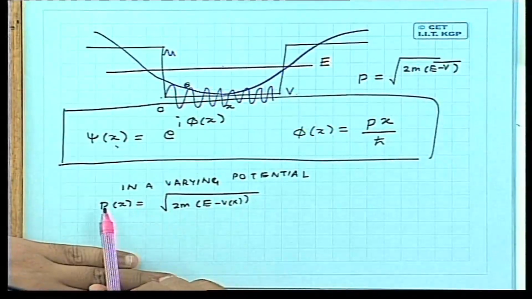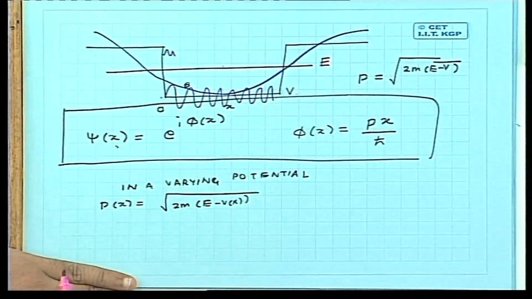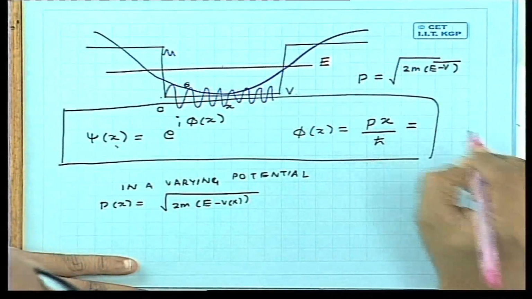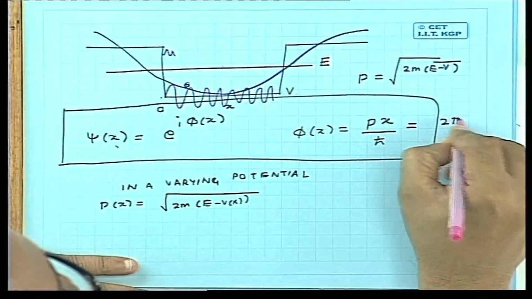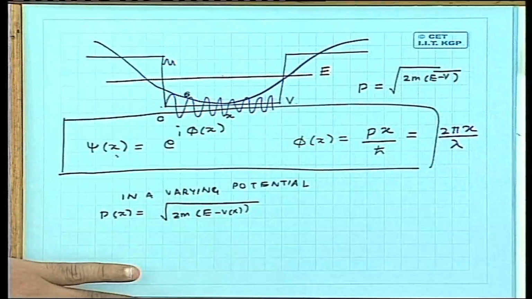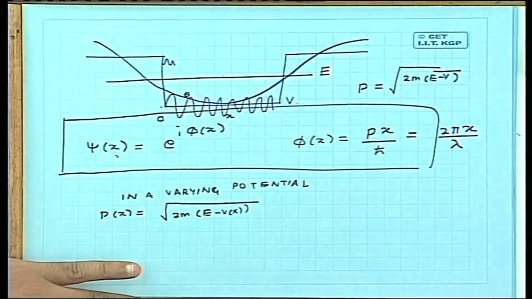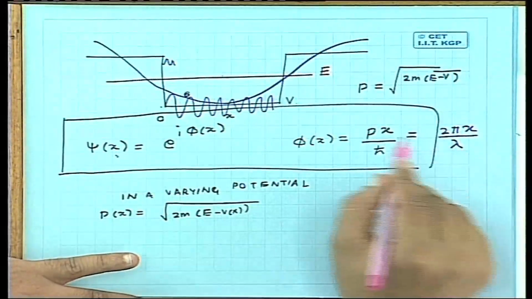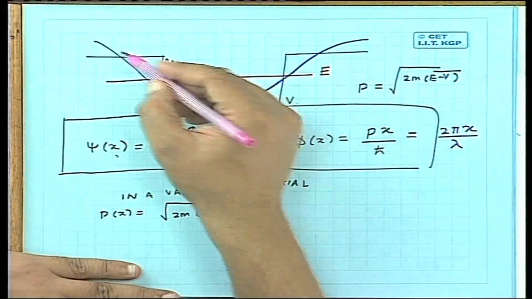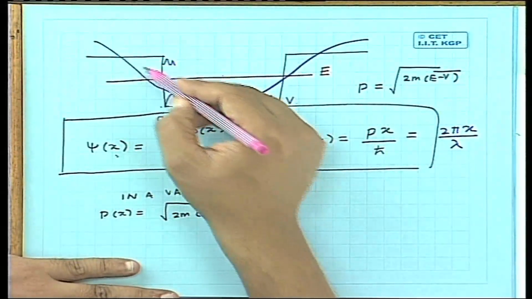And the wavelength is inversely proportional to the momentum. If you look at this, this is equal to 2 pi x by lambda. This is the wave e to the power i 2 pi x by lambda. So the wavelength is inversely proportional to the momentum. In a situation where the potential is varying continuously, the momentum of the particle changes.